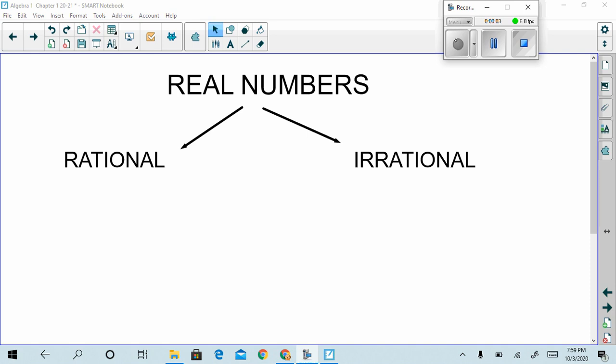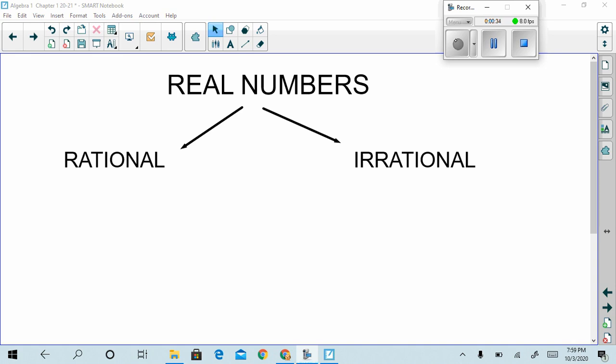On to Chapter 2. In Chapter 2, we're going to be talking about properties of real numbers. So what's a real number? Well, real numbers can be broken down into two subsets, the rational and the irrational. Under the rational category, I have more subsets. I could talk about integers, natural numbers, whole numbers, and we can complete that list when we meet up in class. On the irrational side, there are no subsets.